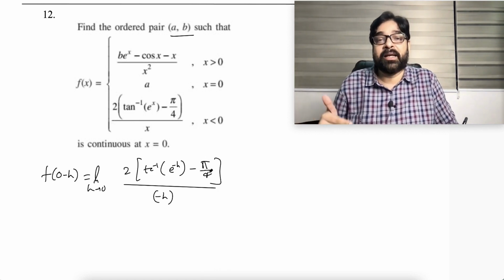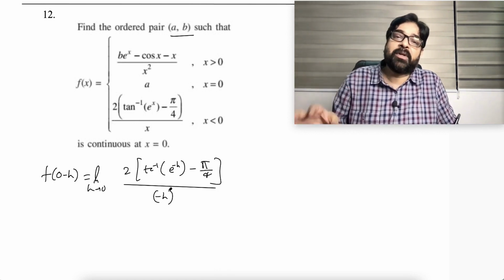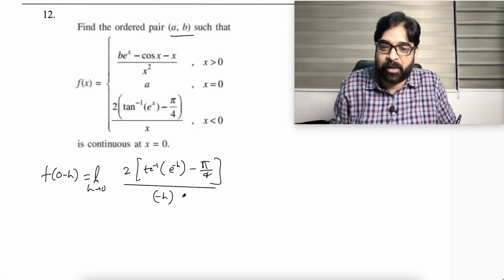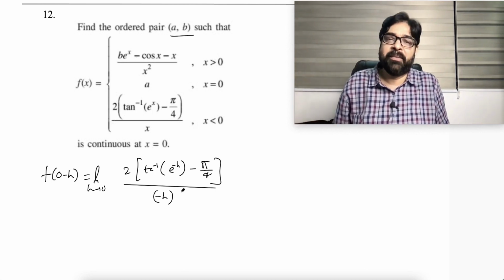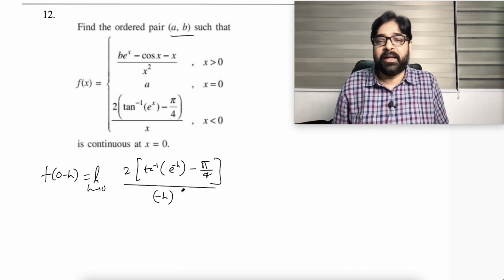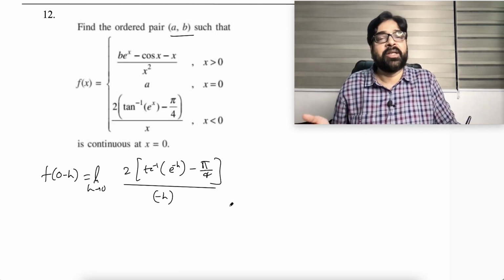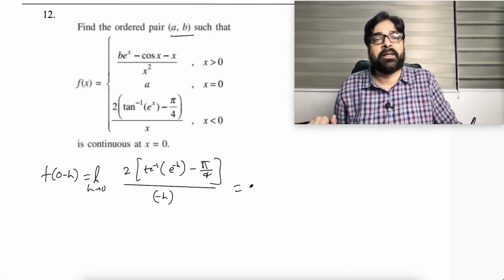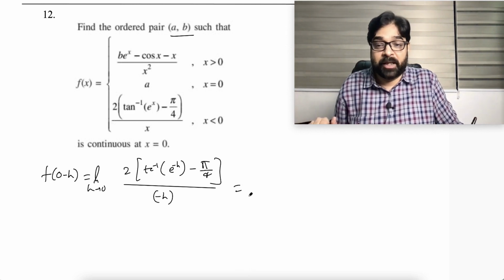Like pi by 4, I can write as tan inverse 1. Then the tan inverse a minus tan inverse b formula. You have to apply unnecessary drama. Unnecessary drama. So better is that one. You can apply L'Hospital rule. That's much better. So applying L'Hospital, I hope all of you remember L'Hospital.